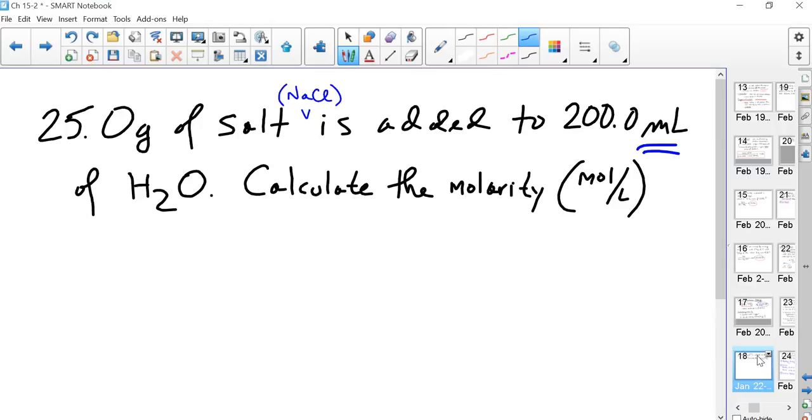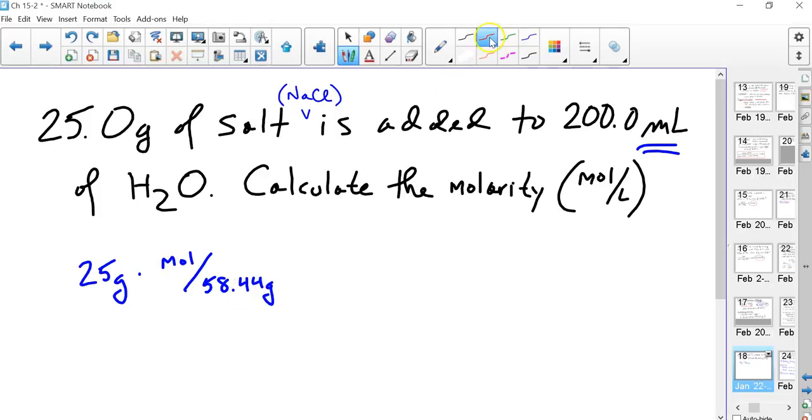Let's say we have 25 grams of salt added to 200 mL of water. Calculate the molarity. So we're going to have to do a little bit of math on this one. So we've got 25 grams of salt, and we're going to convert that to moles. So we're going to divide by the molar mass. The molar mass of salt is 58.44 grams per mole.